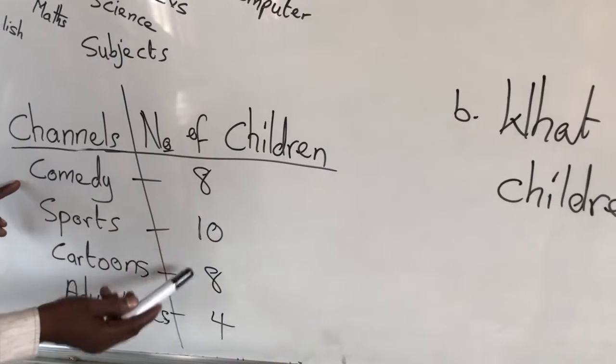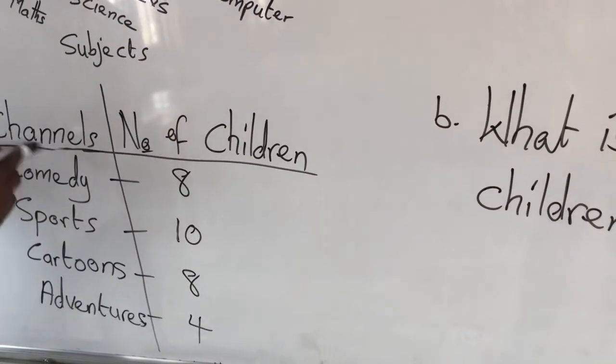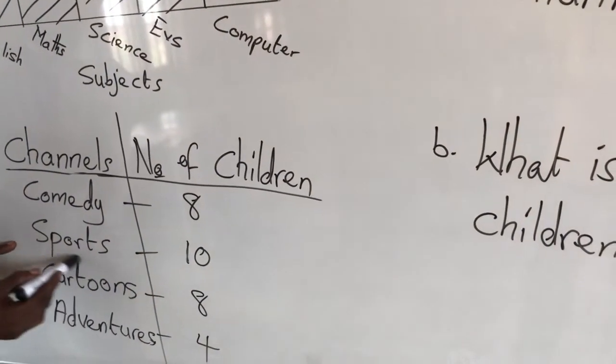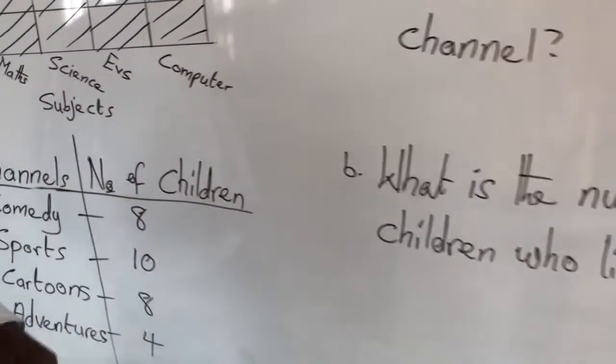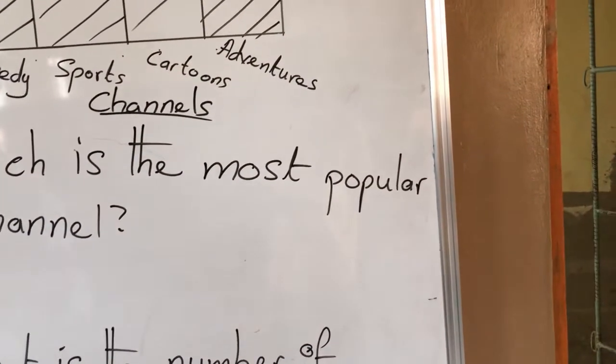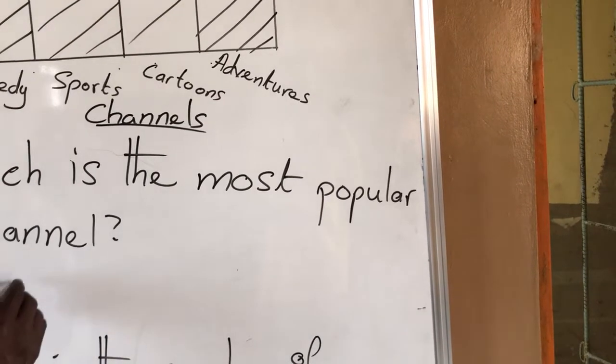So 8, 10, 8, 4. The most popular channel, they are talking about channel. So you write this is 10. So you come to channel column, you write sports. Which is the most popular channel? They are talking about channel. So you write, answer is sports.